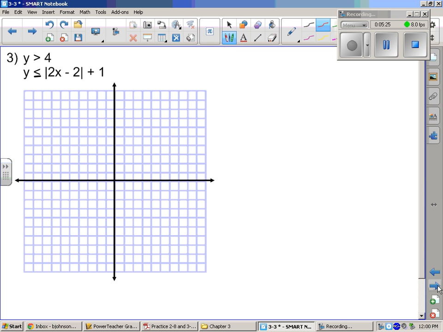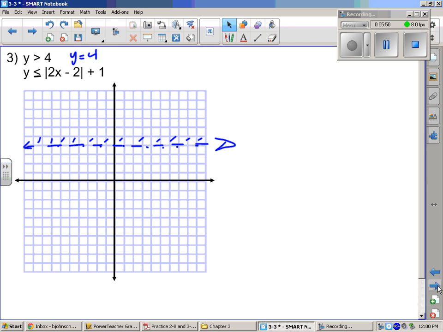All right, here is another one we're going to do. This time our first equation is kind of like the one Mrs. Kendrow just did. If we thought about it saying y equals 4, that would be a horizontal line because all the y values are at 4. It is dashed or dotted because it is not equal to, and we're talking about y values that are greater than 4, so that would be shaded above.